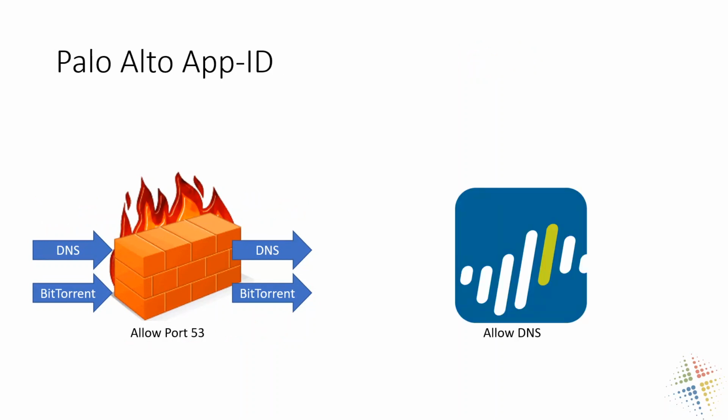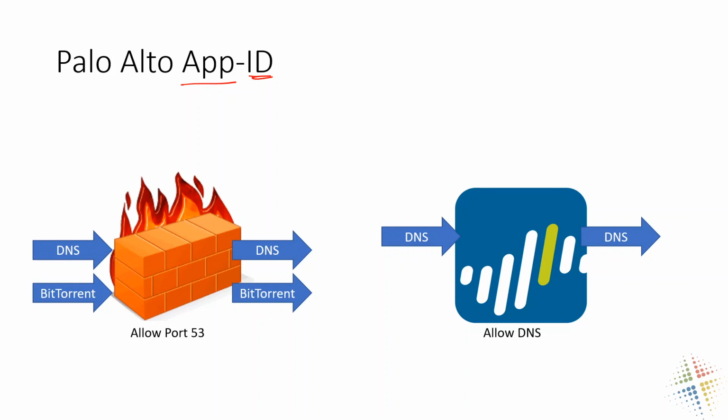Now we compare that to a Palo Alto, and what Palo Alto does is it actually looks at an ID of the application. It identifies the applications as the traffic goes through it. So when DNS traffic comes in, it actually looks at the traffic. It doesn't just say, are you port 53? No, it says, are you DNS traffic? And if so, then it lets it through.